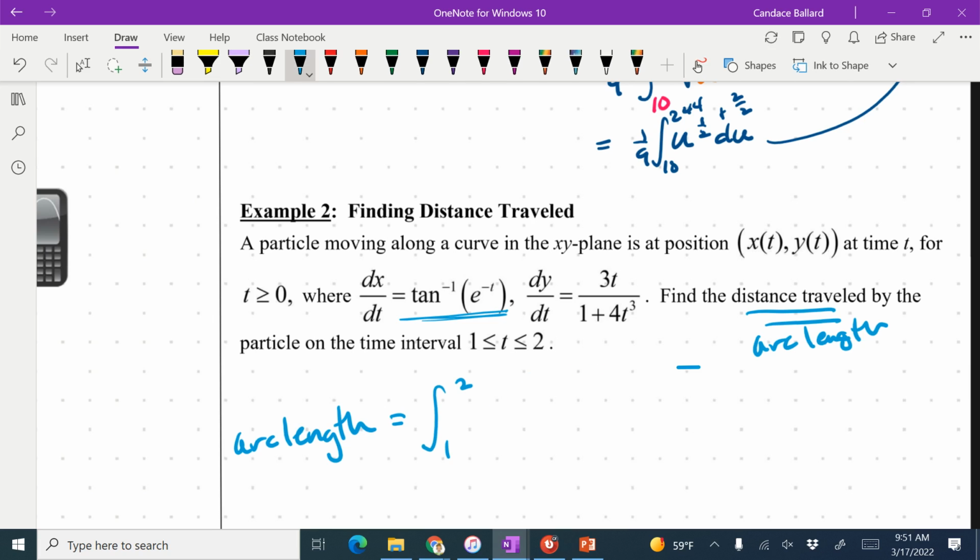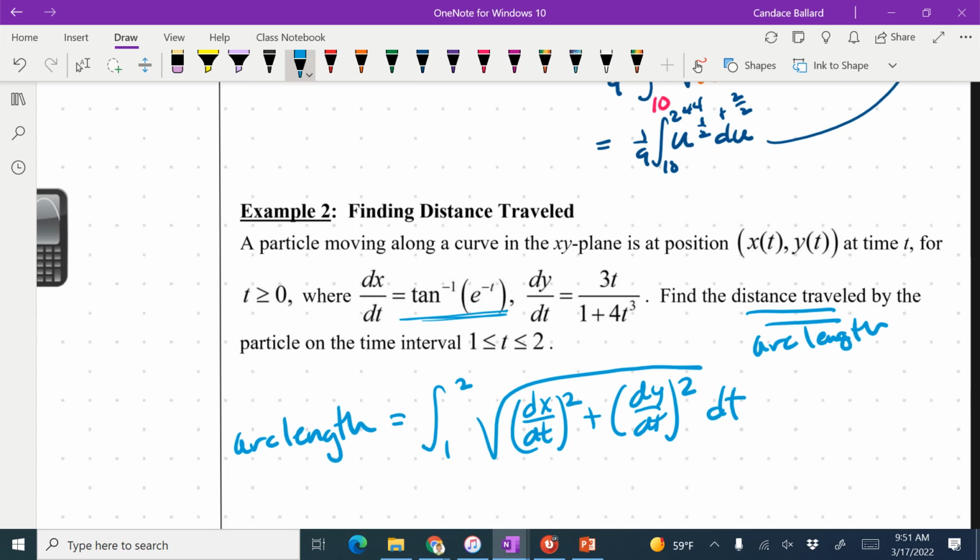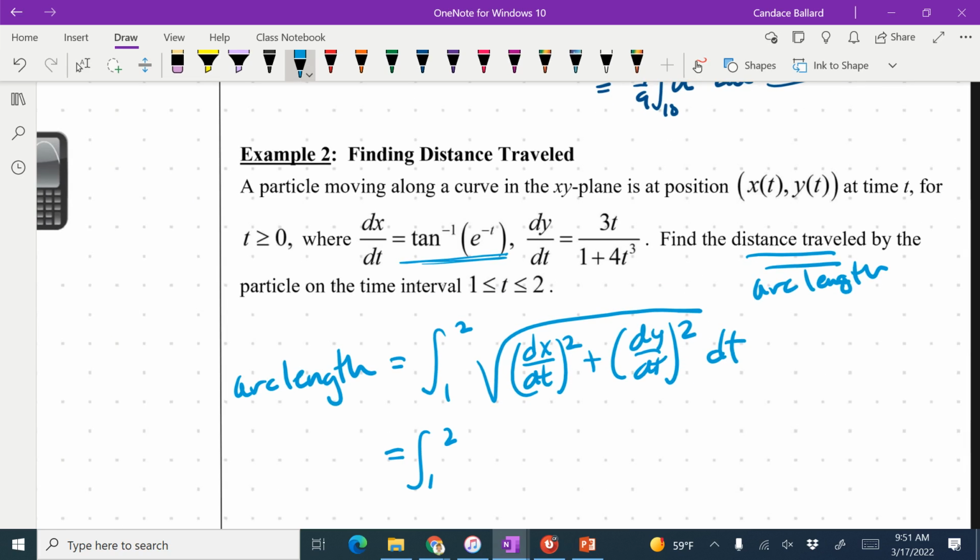Square root. Oh my goodness. Okay, and we're trying to practice this, so I would go into the context of the problem: dx/dt squared plus dy/dt squared, dt. And then I'm going to substitute in. So we would have tangent inverse of e to the negative t, the whole thing squared, plus 3t over 1 plus 4t cubed, squared.